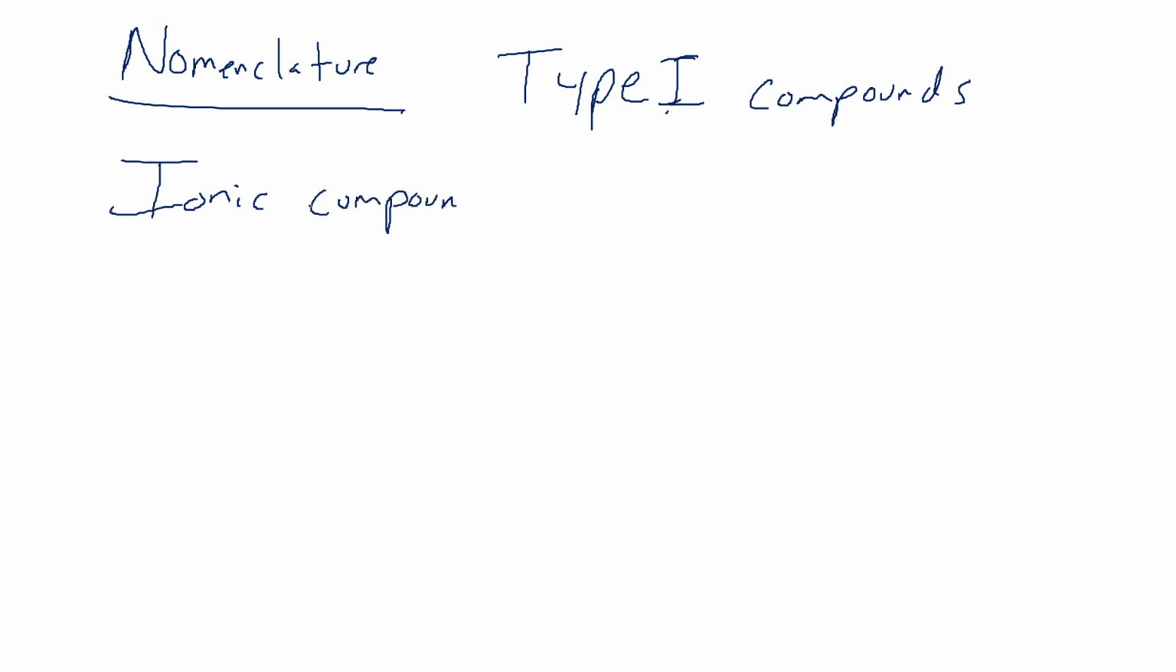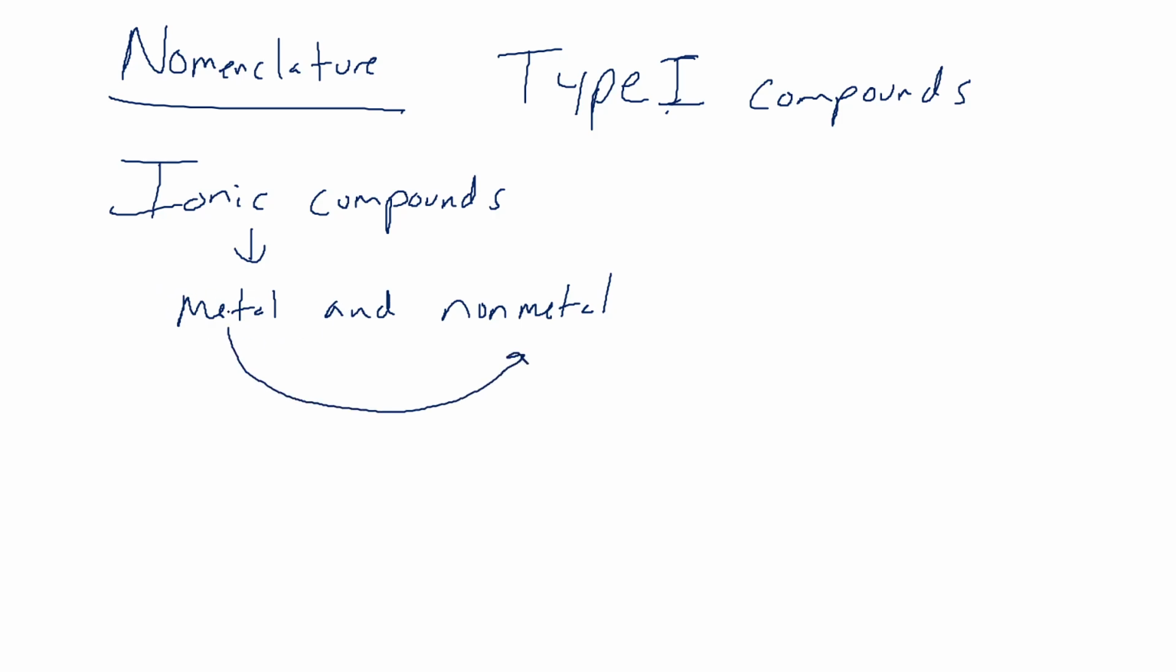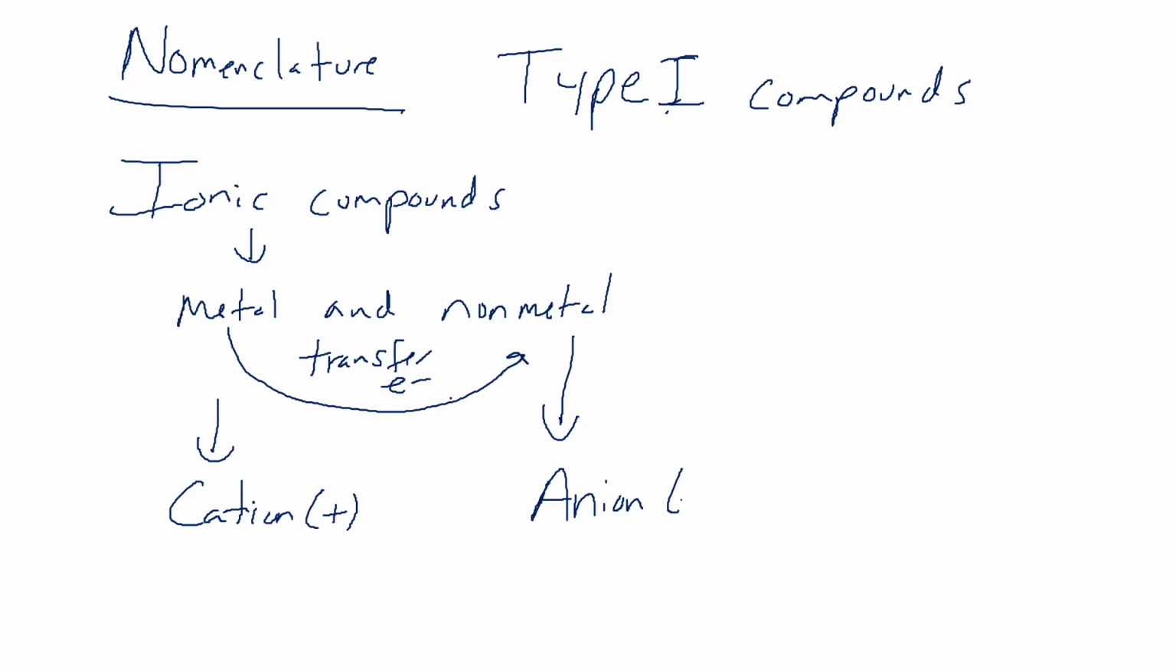And ionic compounds are always a metal and a non-metal together. And whenever you get a metal and a non-metal together, you're going to get this occurring. That metal is going to transfer electrons over to the, I'm sorry, the non-metal. So the metal will transfer electrons over to that non-metal. The result of that is the metal's lost electrons becomes a cation, which is positively charged. The non-metal becomes an anion, which is negatively charged.